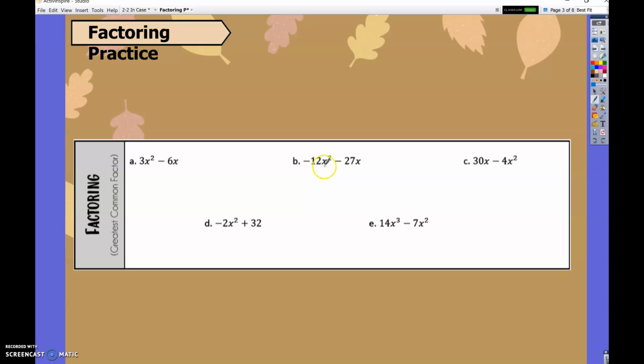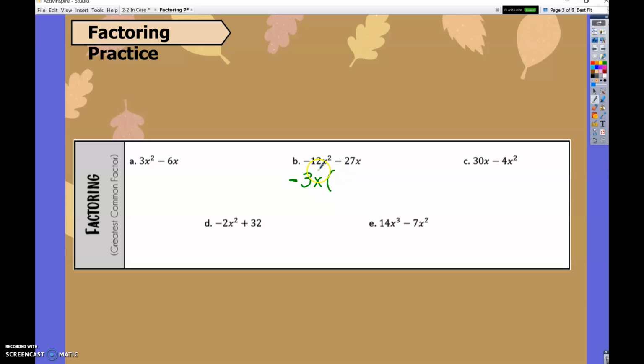Your first idea when you're looking at any of these is to find something they have in common. I notice they both have a negative. I notice they both have an x. And you have to think what number would go into both 12 and 27. Well, 3 happens to be the highest number that is a factor or goes into 12 and 27.